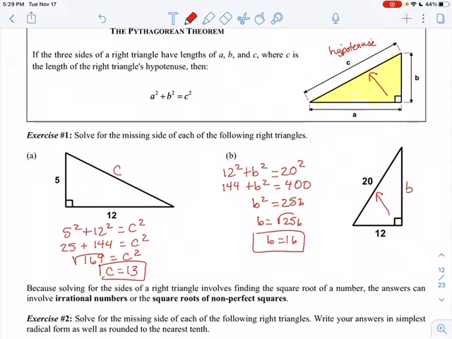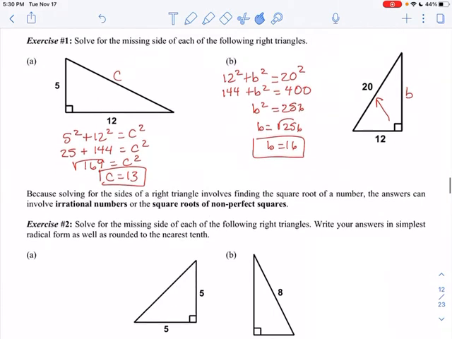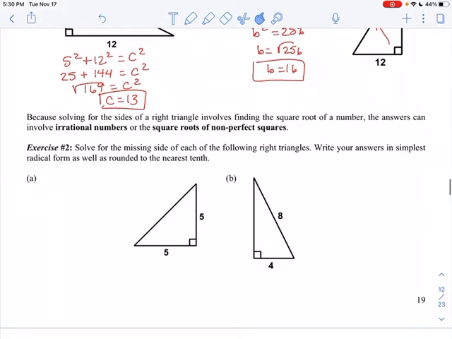All right. So because solving the sides of a right triangle involves finding the square root of a number, the answers are sometimes going to be an irrational number or a non-perfect square. These here were perfect squares, so those were nice and easy to do. If it's not a perfect square, we're sometimes going to have to simplify the radical, or sometimes they'll just ask us to find it to the nearest tenth. So we're going to do a little bit of both of that in example 2.